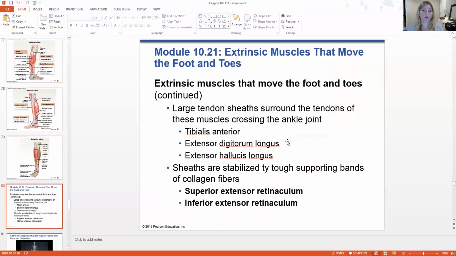Extrinsic muscles that move the foot and toes, you have a large tendon sheath that goes around your tibialis anterior, extensor digitorum longus, and extensor hallucis longus. The sheaths are stabilized by collagen fibers, like your superior extensor retinaculum. That term retinaculum we've seen before when we were talking about the hands and forearms, and then the inferior extensor retinaculum.